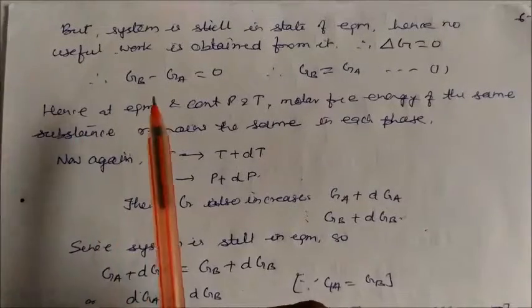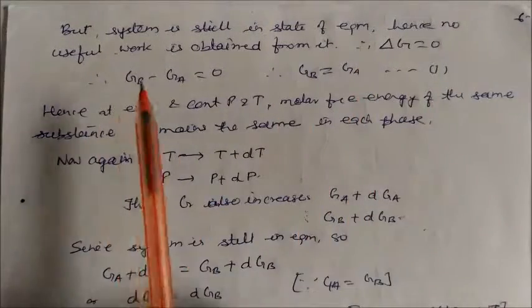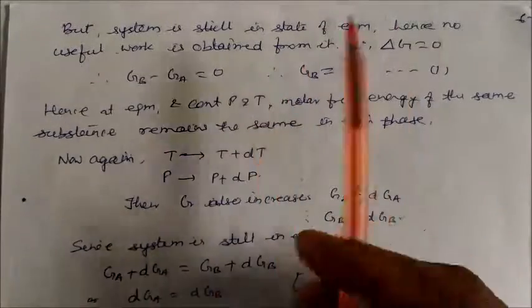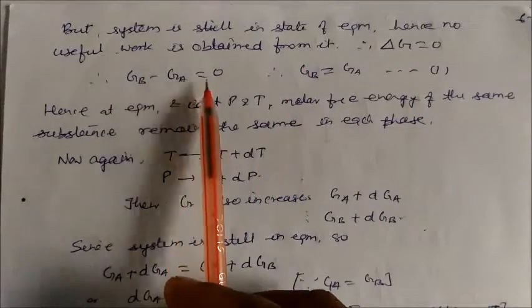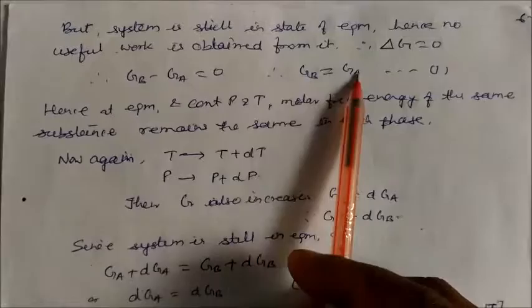So the system is still in a state of equilibrium, so hence no useful work is obtained from it. So delta G is 0. So GB minus GA will be equal to 0. So we can say GB is equal to GA. This is equation number 1.